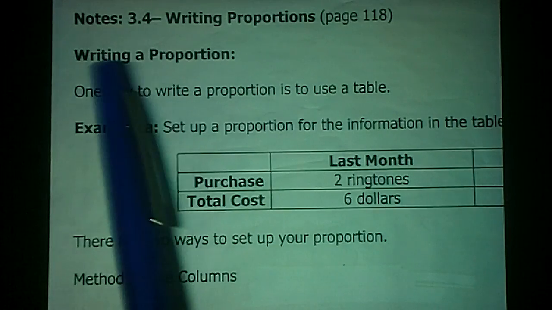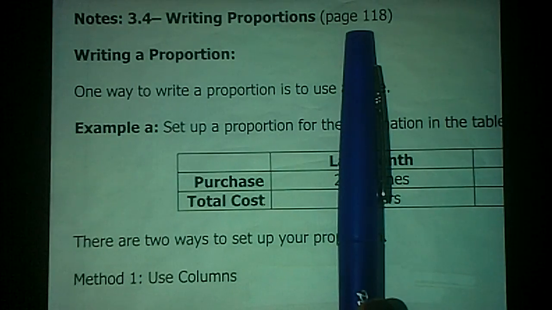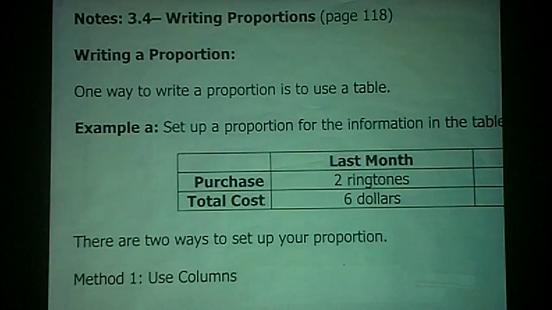So you need your notes for section 3.4, your book if you're using it, that's starting on page 118. You might want a calculator, sticky notes, a pencil obviously, whatever materials you think you'll need. Today we're going to work on writing a proportion.